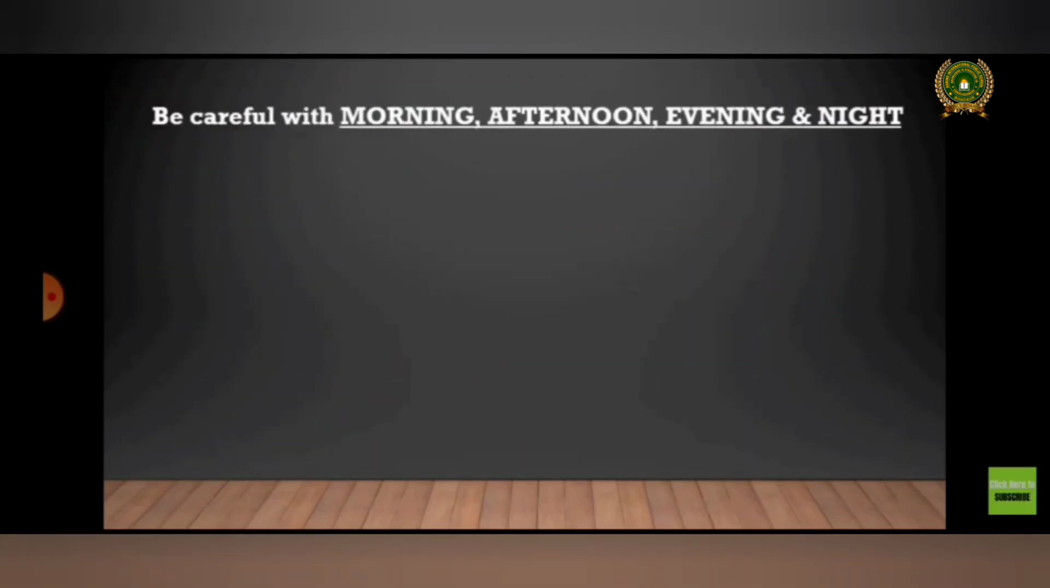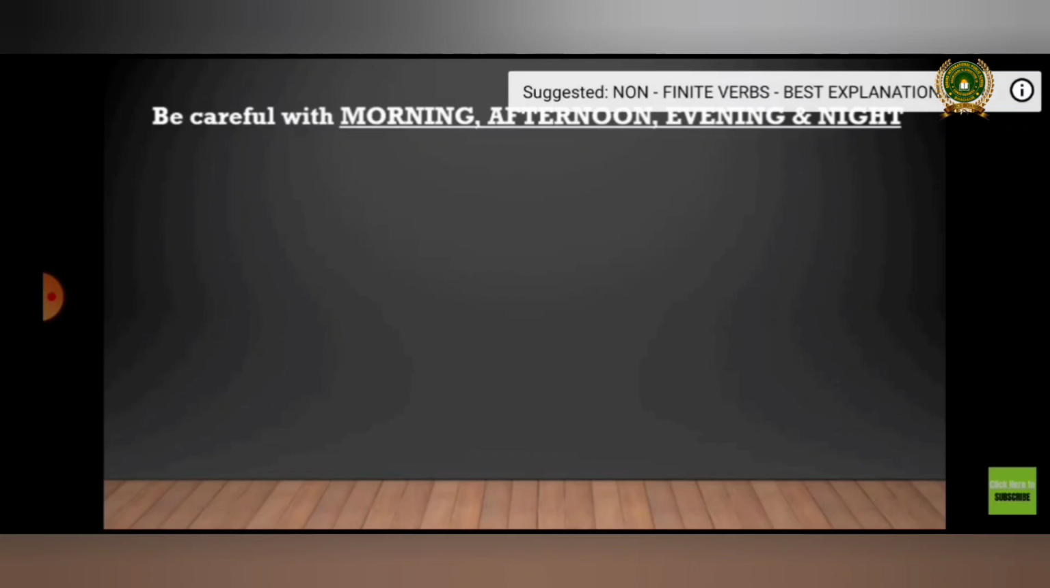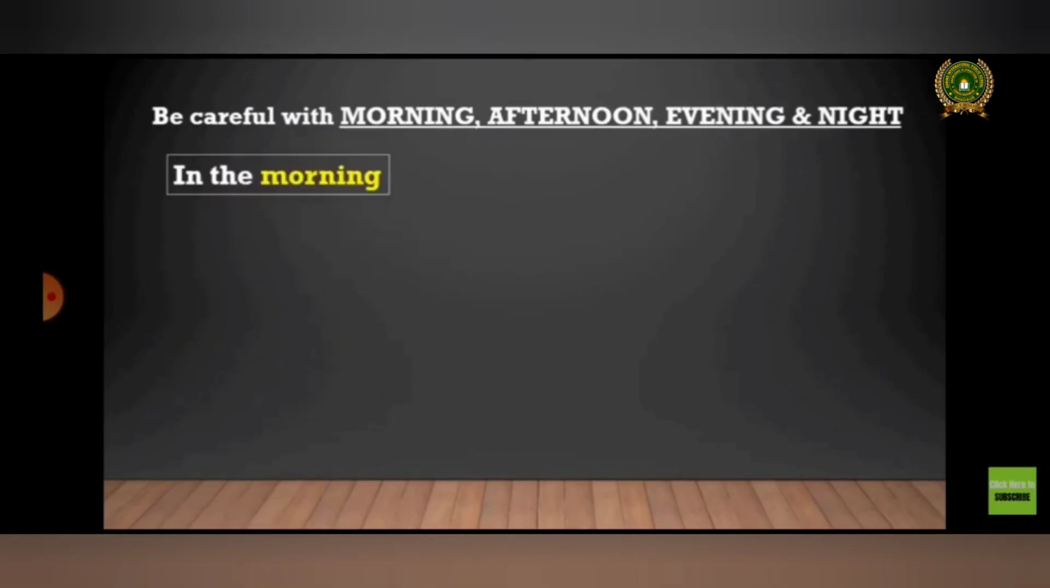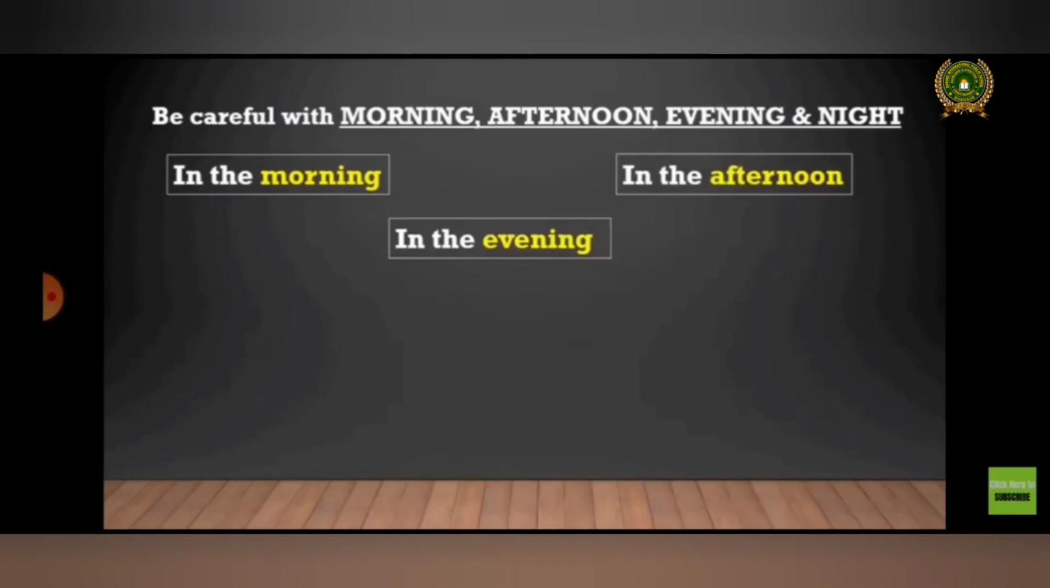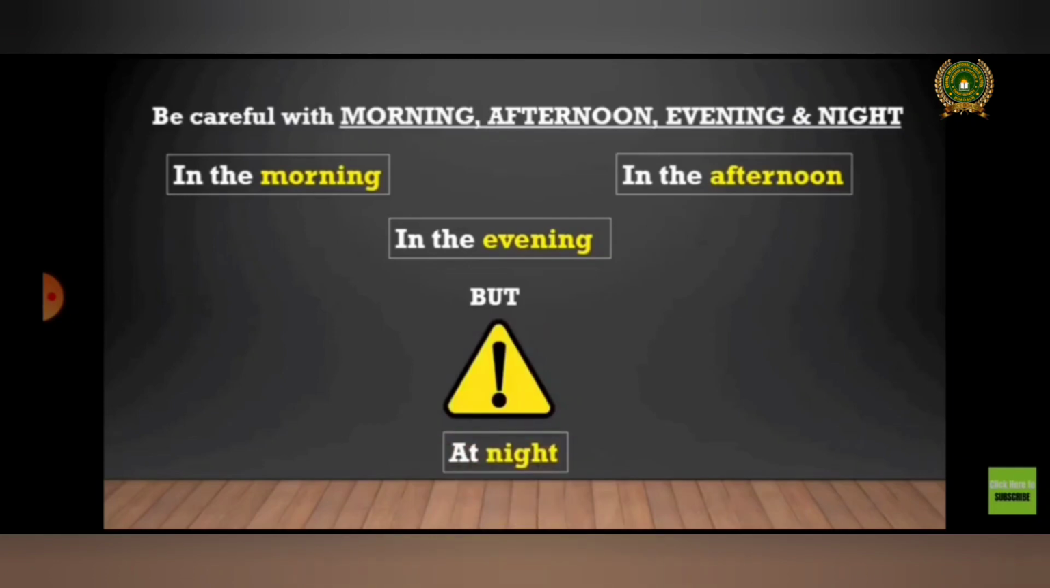Be careful with morning, afternoon, evening and night, because we almost use in whenever we have to mention morning, afternoon and evening. But be careful, when we mention morning, we will write in the morning, in the afternoon, in the evening, but at night. For night time, we will not use in. We cannot say in the night. No, that will be wrong. For night, we will write at night.